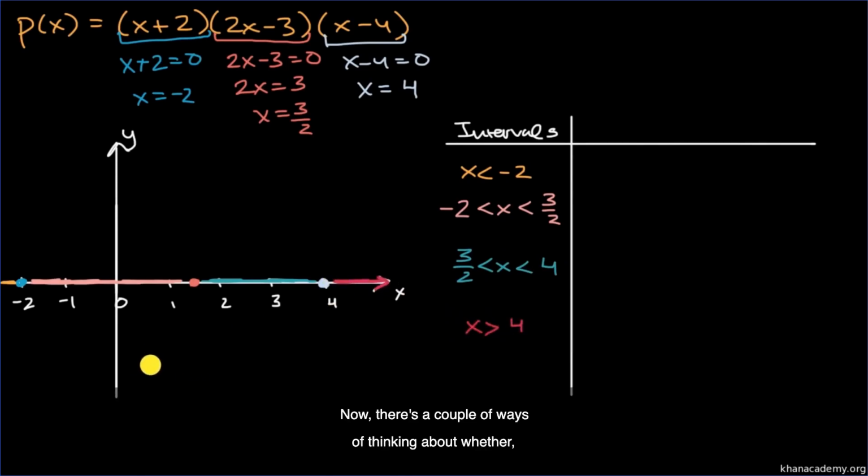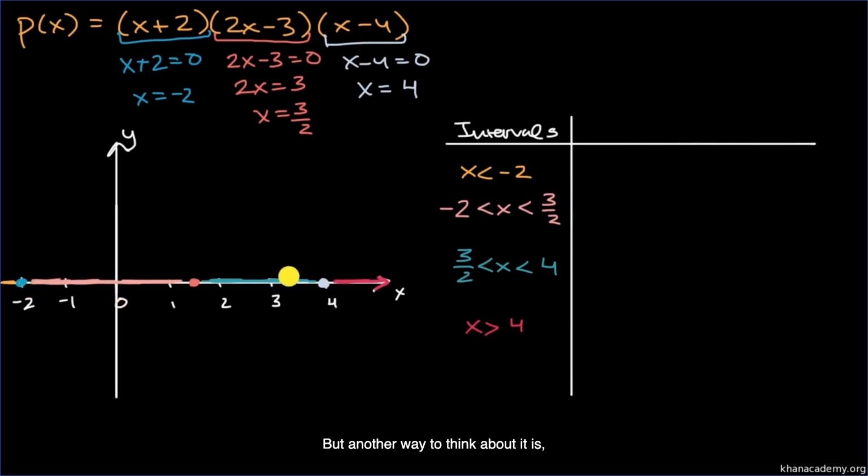Now, there's a couple of ways of thinking about whether over that interval our function is positive or negative. One method is to just evaluate our function at a point in the interval. And if it's positive, that means that whole interval is positive. If it's negative, that means that the whole interval is negative. And once again, it's intuitive because if for whatever reason it were to switch, we would have another 0. I know I keep saying that.